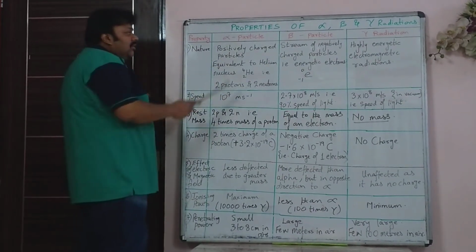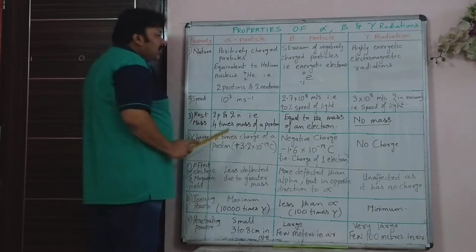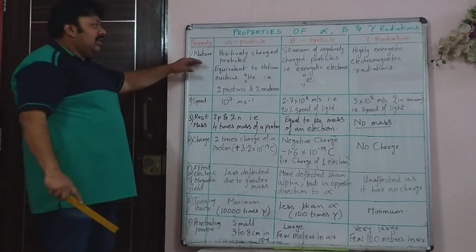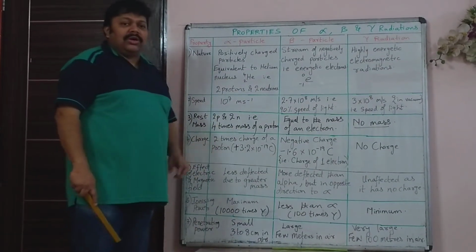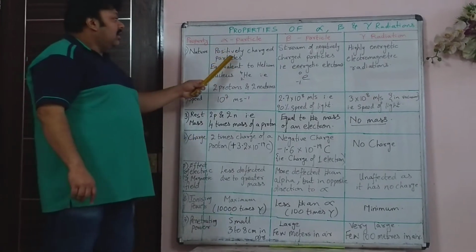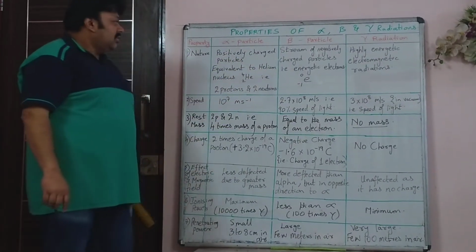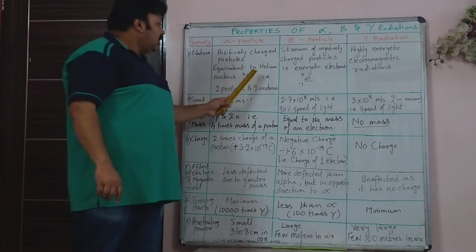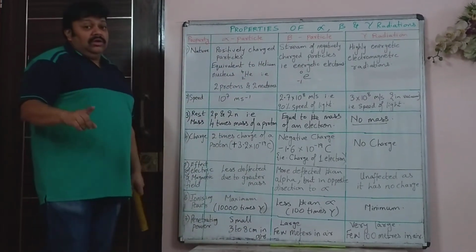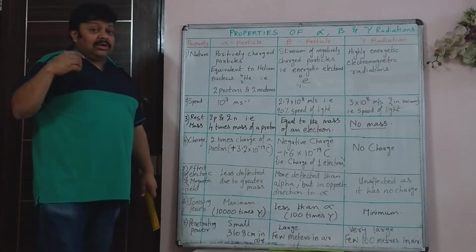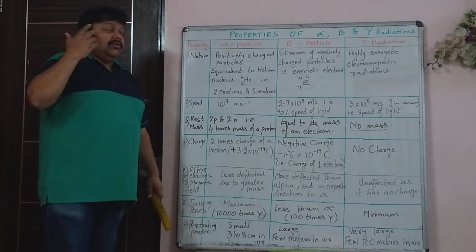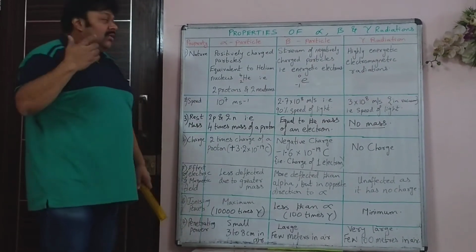Now we will compare the properties of alpha, beta and gamma. For example, the first property is the nature of the particle. What is that particle exactly? Alpha particle is a positively charged particle. It is equivalent to the helium nucleus, not the helium atom. A helium atom will have 2 electrons also. We are doing nuclear physics, we are only dealing with the nucleus.